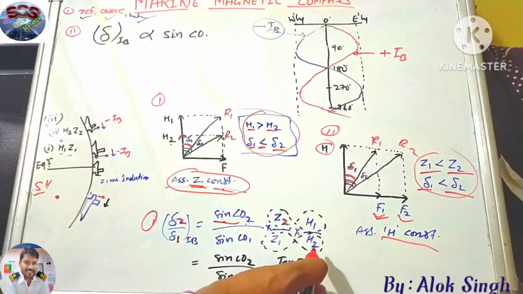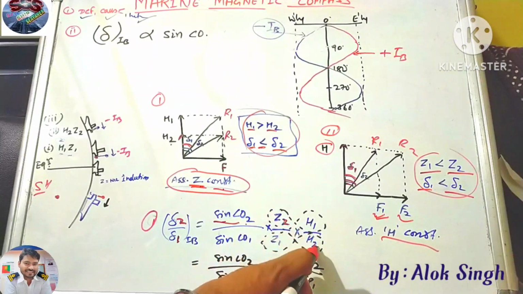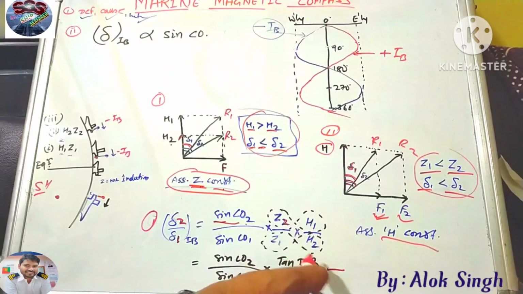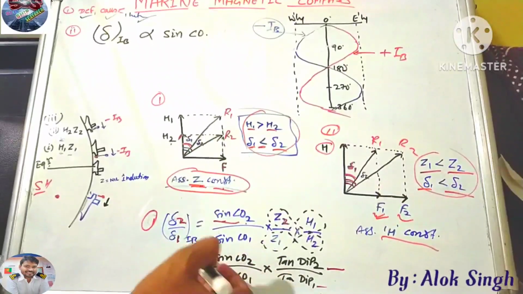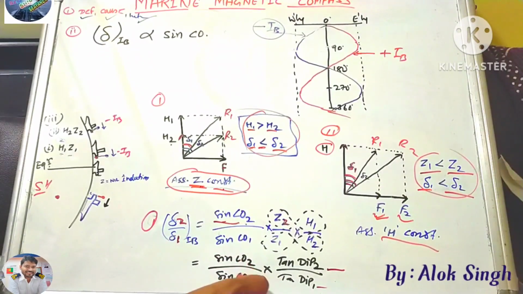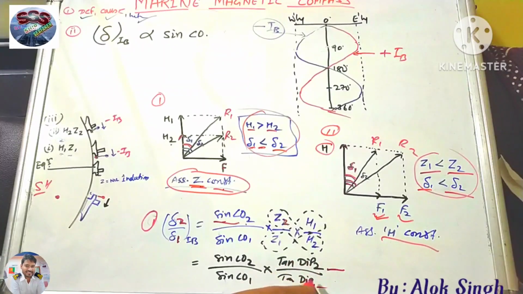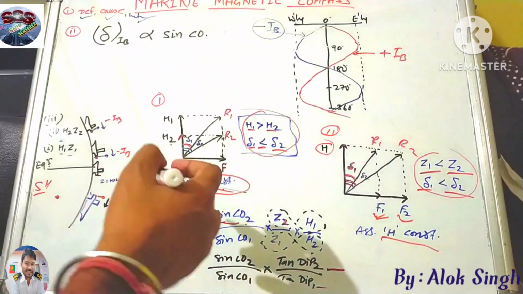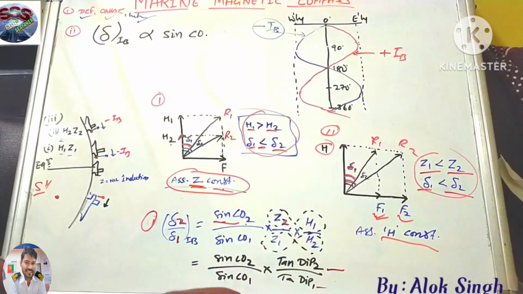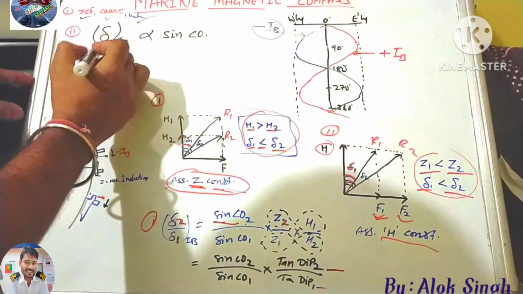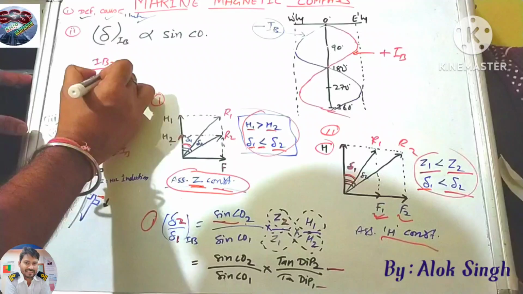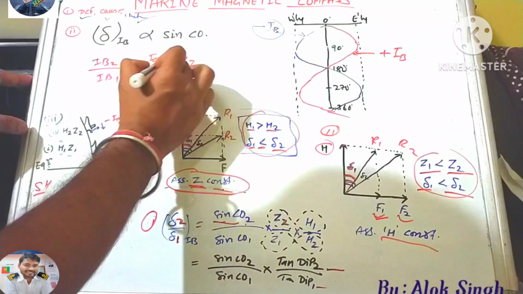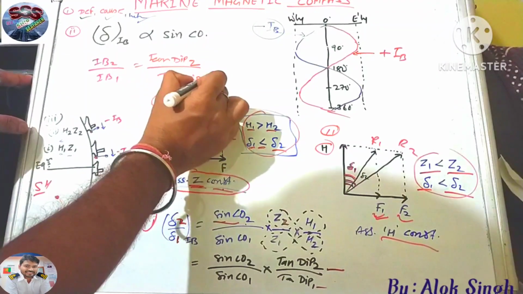We have seen this in the first part of this video. So Z2 upon H2 is tan dip 2, and Z1 upon H1 will become tan dip 1. So here, sine of course 2 upon sine of course 1 into tan dip 2 upon tan dip 1. We can write it in this form also. Or if we have an example, if it is given to us, IB2 upon IB1 equals tan dip 2 upon tan dip 1.